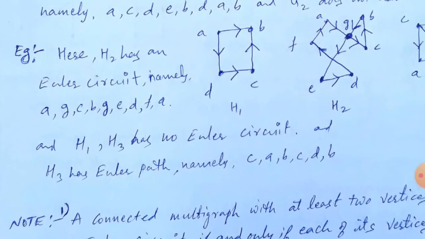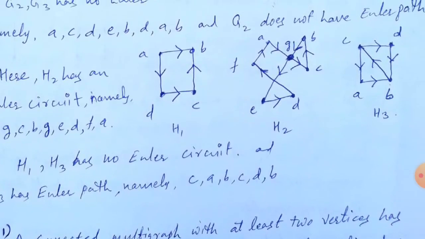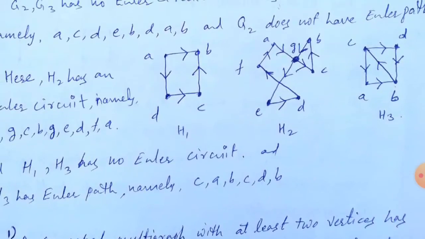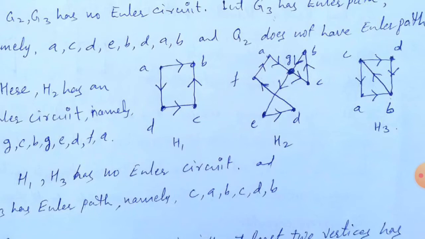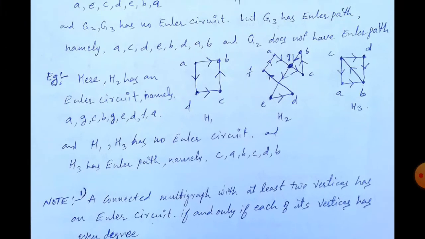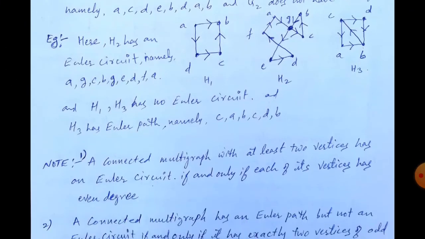But observe H3 has Euler path. Path is there. So observe how the path will be there. Now we are starting with C. C to A to B, B to C, C to D, D to B. Now all the edges are visited, and of course all the vertices. Okay, but the endpoints are not equal here. That's why it is not a circuit. Okay, only Euler path exists in H3.